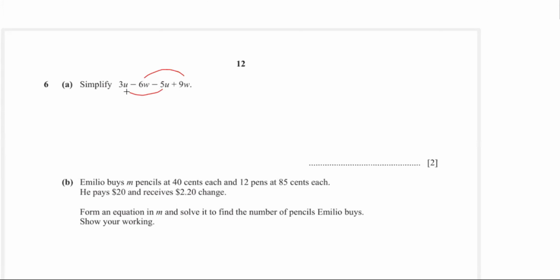Question 6, part A, simplify 3u minus 6w minus 5u plus 9w. Now you see here we arrange the like terms: 3u minus 5u, and minus 6w plus 9w. 3u minus 5u is equal to minus 2u, and minus 6w plus 9w is equal to 3w, and this is the answer.